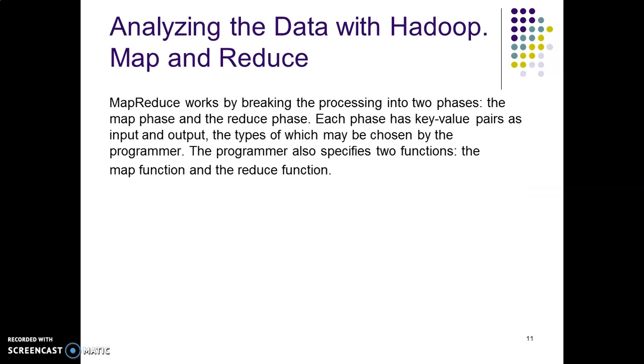So we are analyzing the data with Hadoop, map and reduce. There are two different functions called map and reduce, so the map phase and the reduce phase. Each phase has key-value pairs as input and output, the types of which may be chosen by the programmer. The programmer can choose any type. The programmer also specifies two functions, the map function and the reduce function.